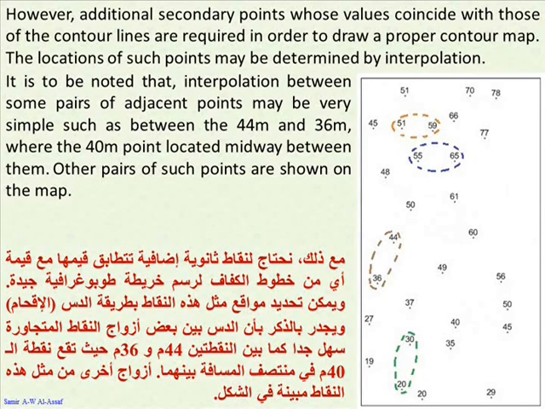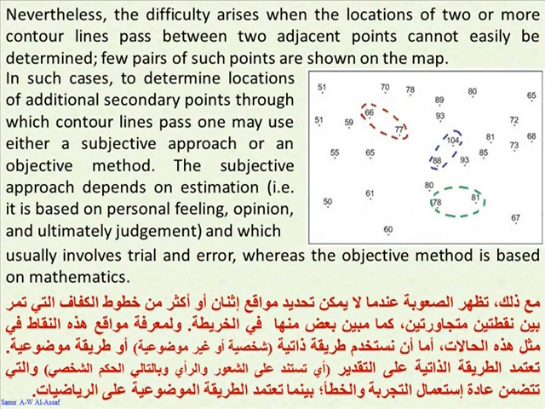It is to be noted that interpolation between some pairs of adjacent points may be very simple, such as between the 44 meters and 36 meters, where the 40 meters point is located midway between them. Other pairs of such points are shown on the map. Nevertheless, the difficulty arises when 2 or more contour lines pass between 2 adjacent points and their locations cannot easily be determined. Few pairs of such points are shown on the map.